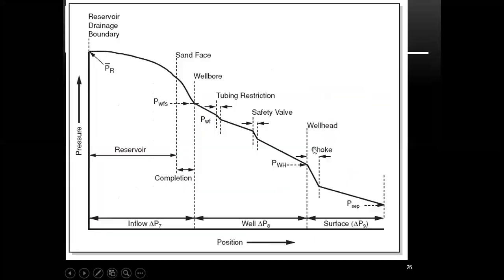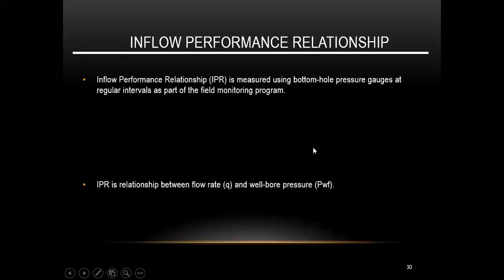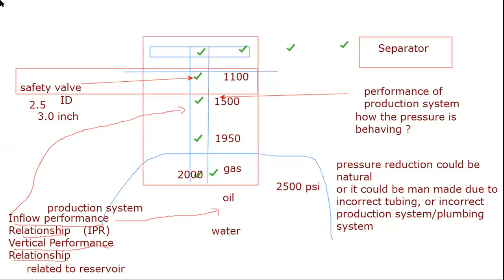Now let's go further to the IPR. What is IPR? Inflow performance relationship. Inflow performance relationship is the measurement using the bottom hole pressure gauges at regular intervals as part of the field monitoring program. IPR is the relationship between flow rate and wellbore pressure. Okay, now let's look at it. What does it mean exactly? Okay, let's say we have the well here.